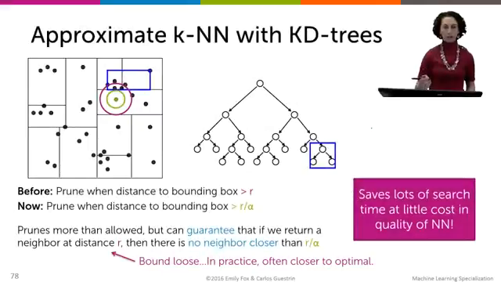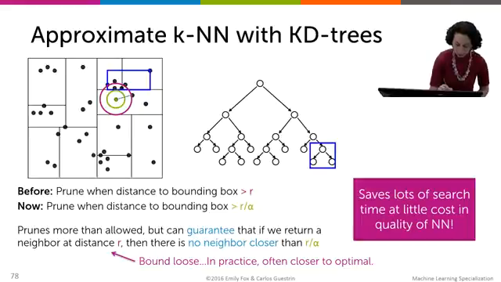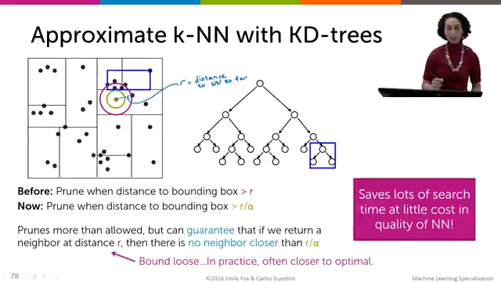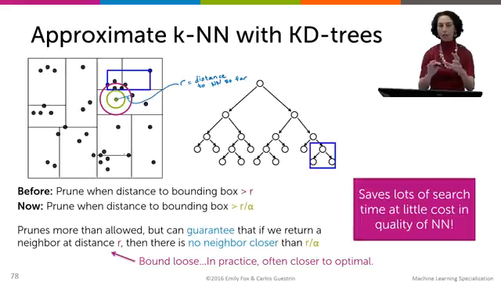So within the context of KD trees, the way we can do approximate nearest neighbor search is as follows. Remember before we maintained the distance to the nearest neighbor found so far. So this I'm going to call R equals distance to nearest neighbor so far. But now, instead of pruning based on the distance to the nearest neighbor so far, we're going to prune more aggressively. That's what's going to give us the added efficiency, but at the cost of an approximation.